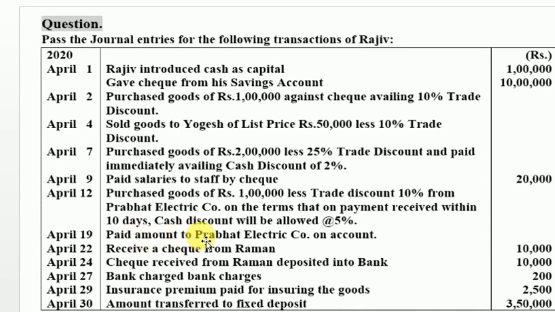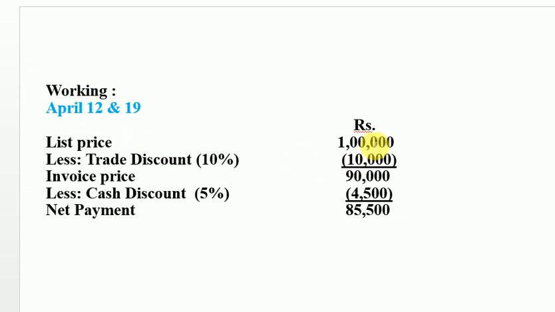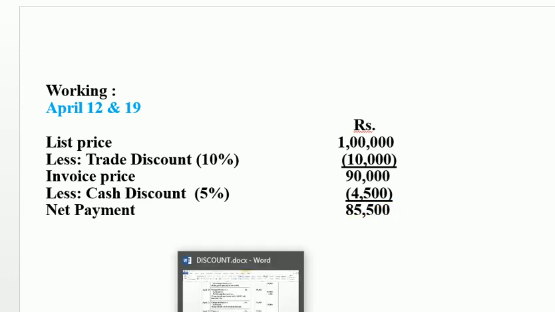So the amount paid to Prabhat Electric Company on account, and right now he is paying within 10 days. That's why he will avail the cash discount of 5%. So the working is: list price of 1 lakh, less trade discount of 10,000, the invoice value will be 90,000, less cash discount of 4,500, and the actual amount he is going to pay is 85,500. So the entry on 19th April.